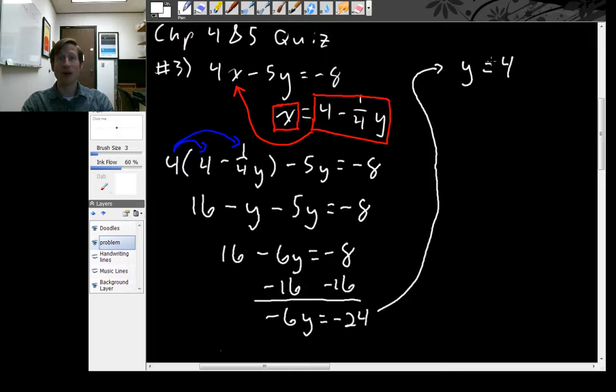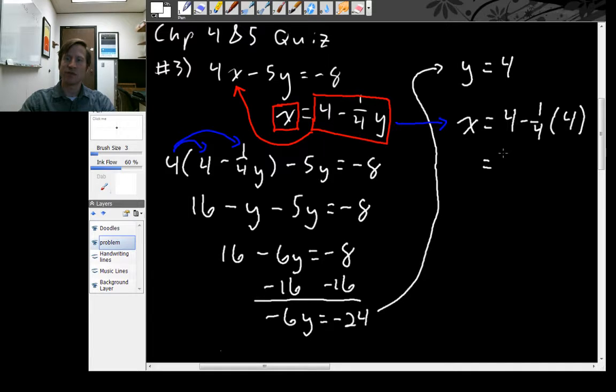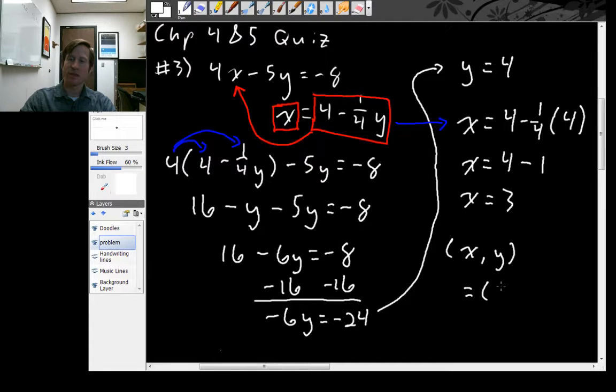All right, now that we know that y is 4, we can go back and use one of the original equations to figure out what x has to be. Let's use this second equation here. That looks like that'll be the easiest one to use. We get x equals 4 minus 1 over 4 times y, but now we know that y is 4. So this gives us x equals 4 minus 1 over 4 times 4 is 1. And so x is 3. So our solution, x comma y, is 3 comma 4.